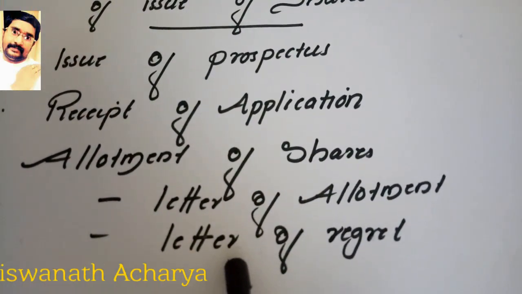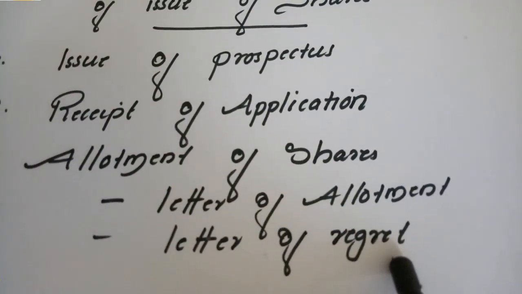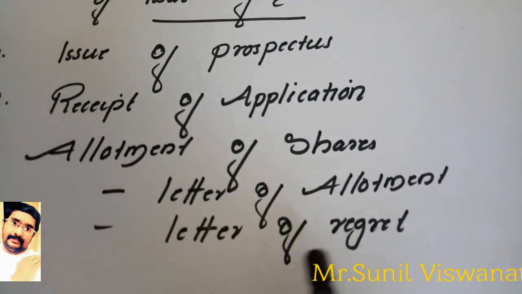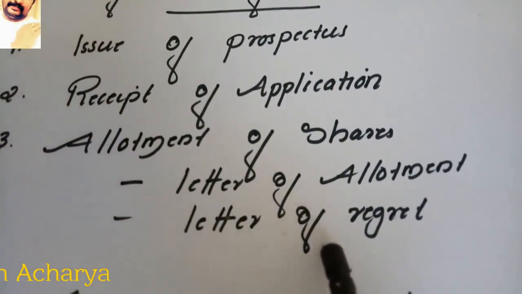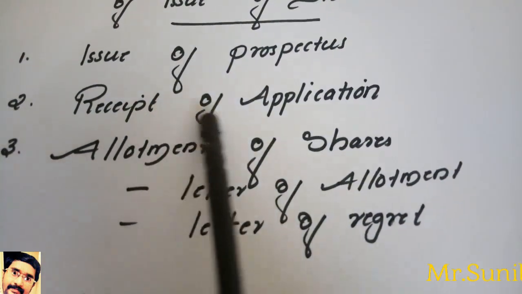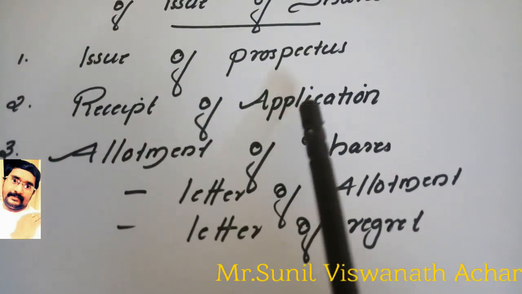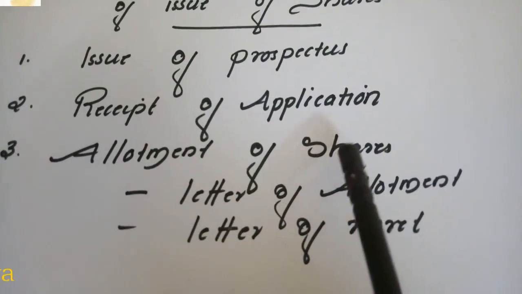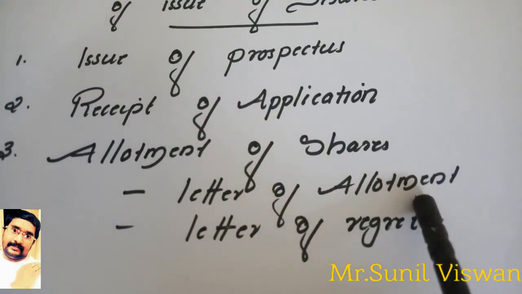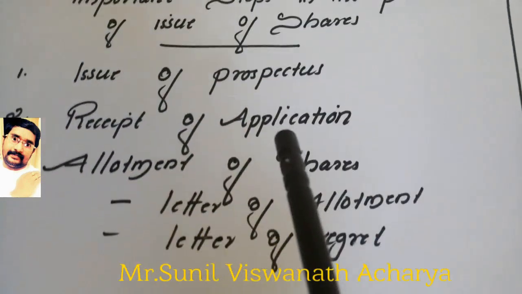And if the company rejects anyone's application, then the company will send a letter of regret. So whenever anyone gets shares, the company will send a letter of allotment, and for anyone whose application is rejected, the company will send a letter of regret. So first the prospectus will be issued. After the prospectus, applications will be received from the public. After receiving applications, if the minimum subscription is satisfied, then the company will allot the shares. To whom they allot, they will send a letter of allotment. Whose applications they reject, they will get a letter of regret. This is the procedure of issue of shares.